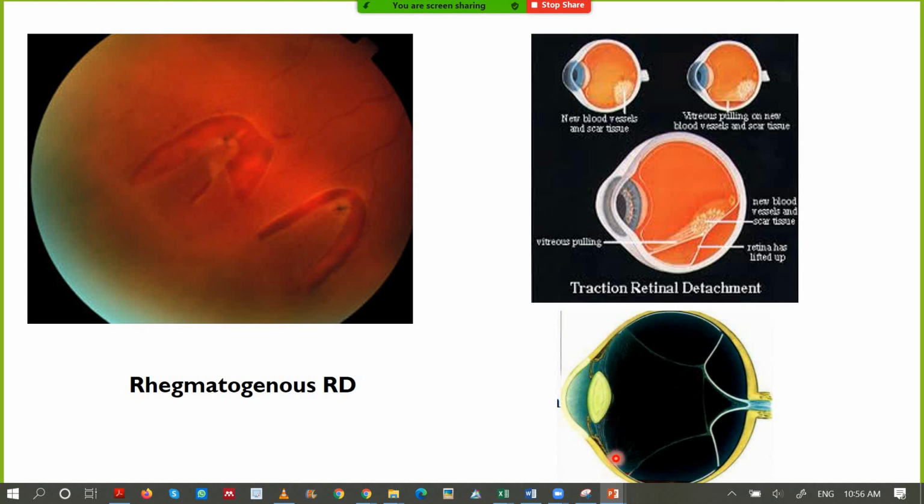As I said before, the anterior part of the vitreous is strongly attached. When the eye grows, or if there is a stretching or stress over this, the vitreous will start pulling. You can see the vitreous is attached here to the retina, and it is pulling the retina away from this structure of the eye. That is the reason there is a detachment here. This is how tractional and rhegmatogenous are differentiated.